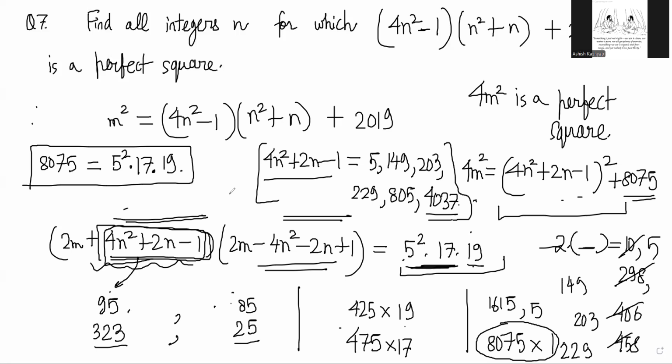Find all integers n. You have to find n such that it's an integer. Just check the quadratics now, it will come. The answer is n is 1. That is one integer. In that case, the perfect square is 45 square. That is the only answer that comes.